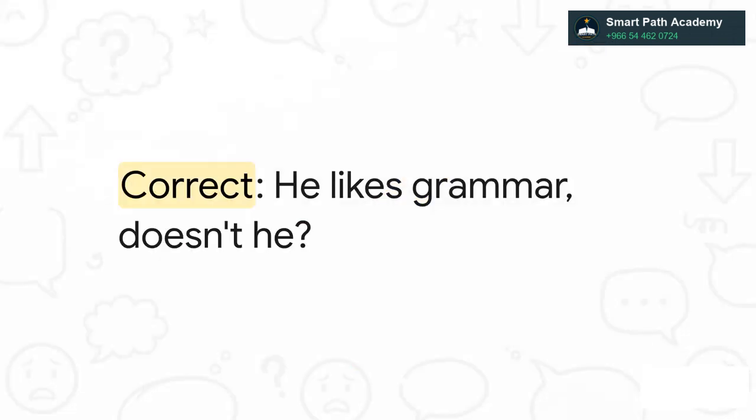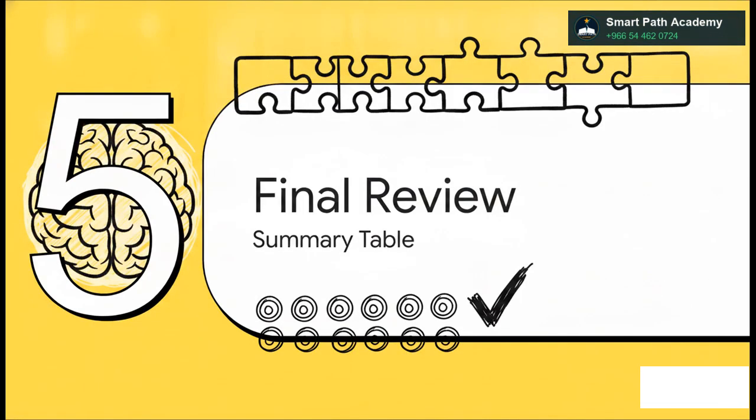Boom! Here's the proper correction. He likes grammar, doesn't he? That original sentence had a positive verb, likes, paired incorrectly with a positive tag, does. We had to fix it by bringing in the negative helper doesn't to completely balance out the scale. Which brings us to Section 5, Final Review.